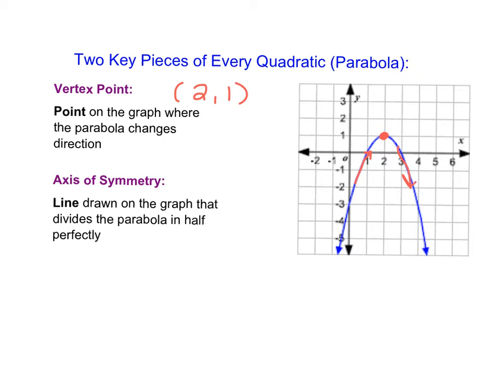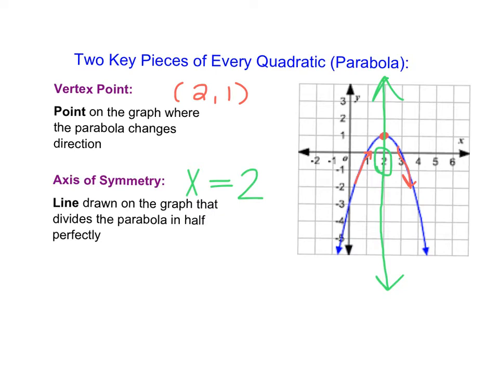Then the second thing that every single parabola or quadratic function is going to have is what's called an axis of symmetry. It's a line drawn on the graph that basically divides the parabola in half perfectly and is a line of symmetry. It means it's the same on both sides. And if you look carefully, here is our line right here. If we flip or fold on that green line, the parabola will actually fold onto itself. And this is a vertical line that occurs, notice, when x is equal to 2.